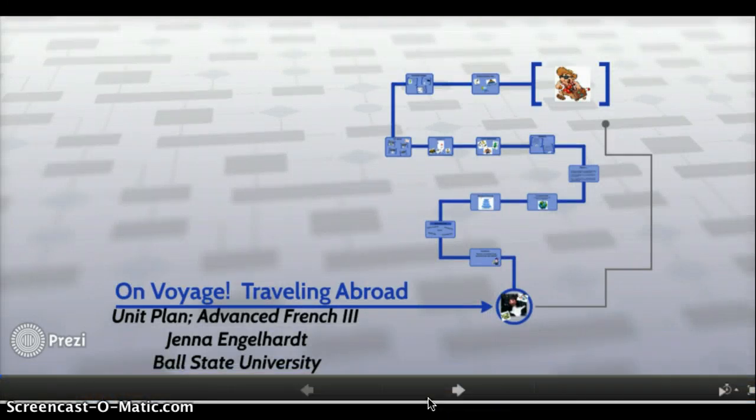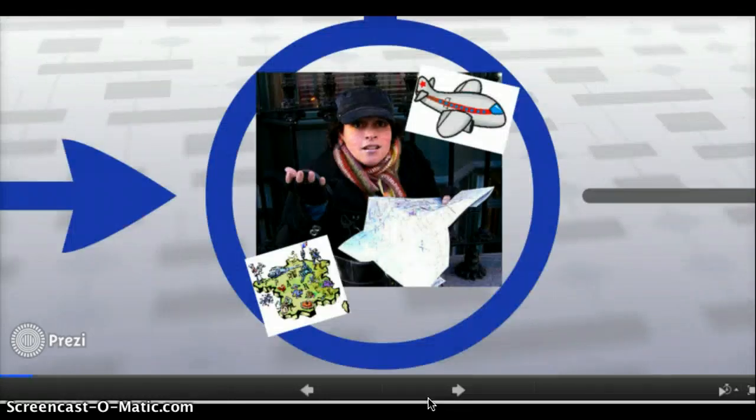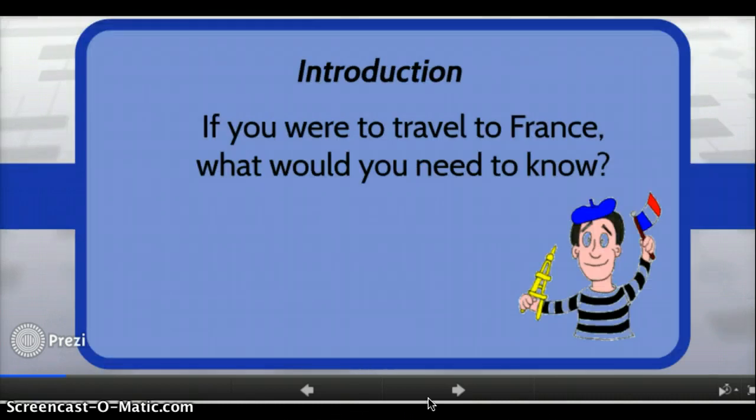This unit was created for my EDTE660 course at Ball State University. This unit introduces travel vocabulary, grammar, and culture to advanced Level 3 French students. The goal is that when students travel abroad, they will be equipped with the knowledge they need to be successful. The driving question for the unit is, if you were to travel to France, what would you need to know? In this unit, students will use a constructivist approach to answer this question.